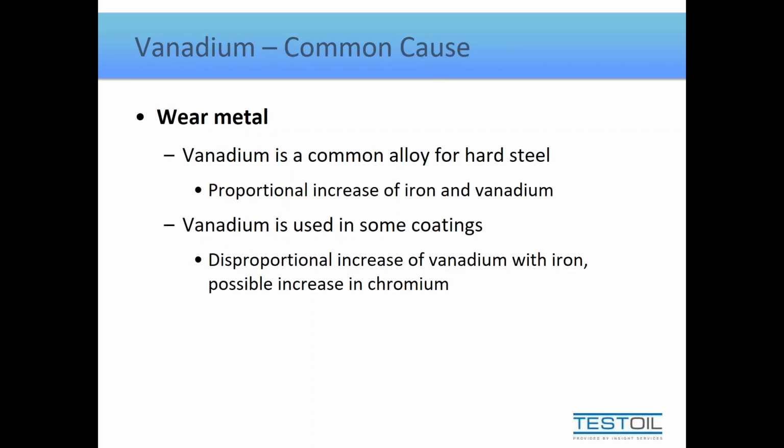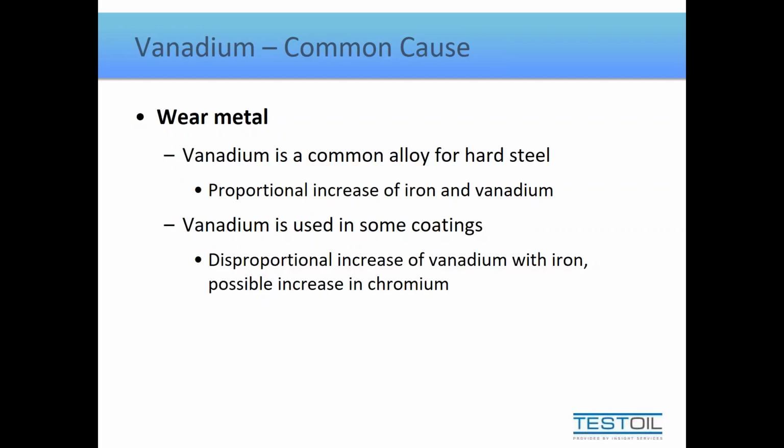Now, moving along our list to vanadium. Vanadium, not very common at all as well. Tends to be just as rare as titanium. But it is used as an alloy in some steels, so always look for that proportional increase with iron and vanadium. When it's a disproportional increase, it's probably a coating, and generally speaking, with most coatings, chromium is the predominant element that you'll see there. So whether it's chromium with nickel or chromium with vanadium, these tend to be indications of coatings.